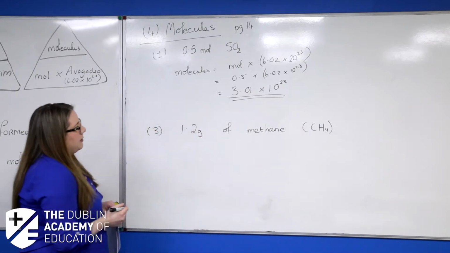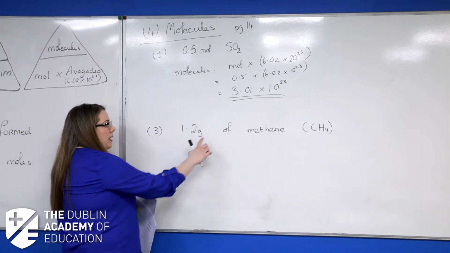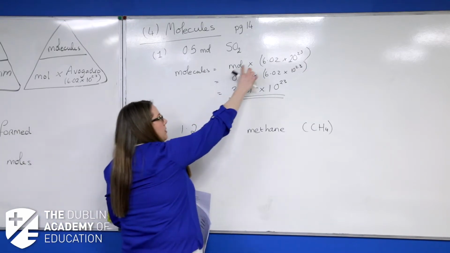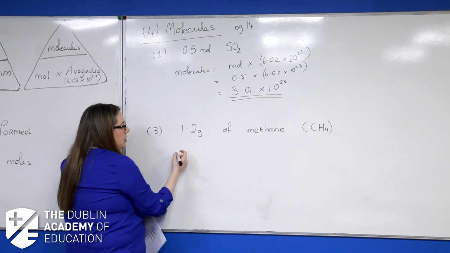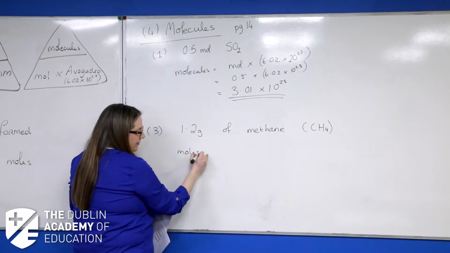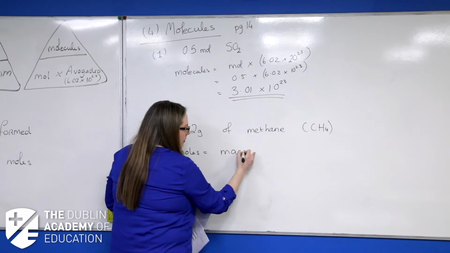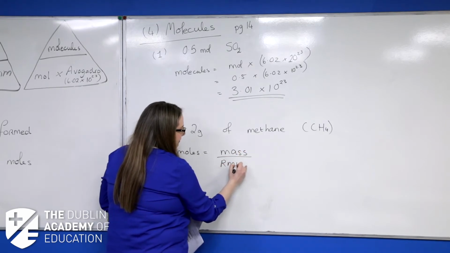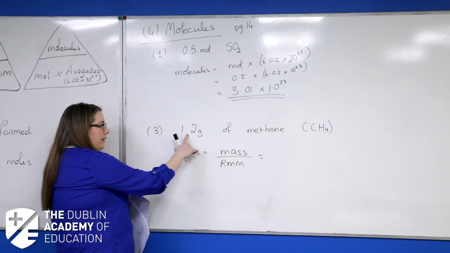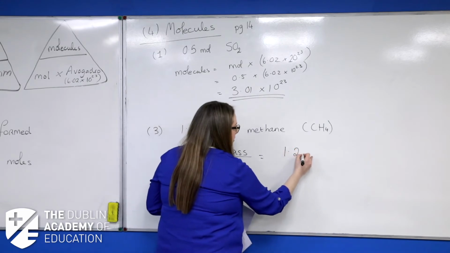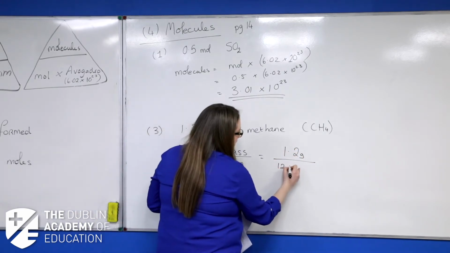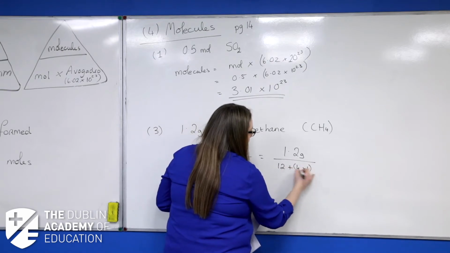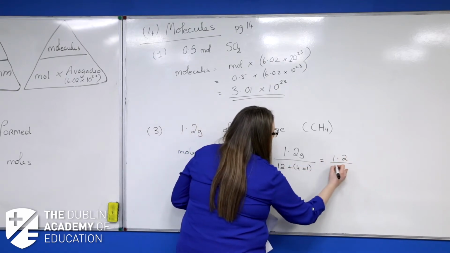Right, 1.2 grams of methane. In order to get molecules, it's moles times Avogadro. But I don't know how many moles are in this yet. So my first thing is to work out moles. So it's mass over RMM. Now, we're given the mass over the RMM. So we're going to work it out. We've got 12 plus 4 times 1, 1.2 over 16.